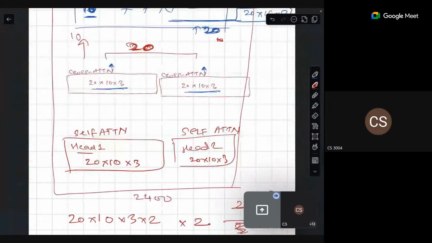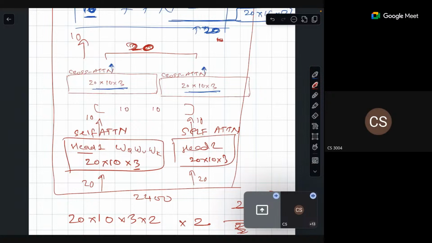So what we are saying is a 20-dimensional input went here and a 10-dimensional output came here. We need three matrices, WQ, W value, W key. So that's why this 3. Then we concatenate these two. So we get 10 and 10, and we then get again 20.